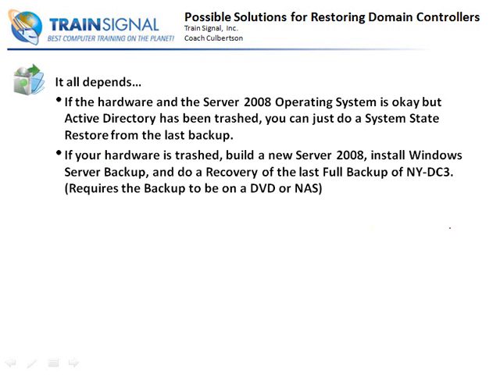Now, if your hardware is trashed, and your backup of the server that just blew up is in a different location. Let's say that you have it on a network attached storage server. Let's say it's on a DVD or whatever. Here's what you can do. You can build a brand new Server 2008, install Windows Server Backup, and then you simply do a recovery of the last full backup of your DC3. Okay? But again, this does require the backup to be on a DVD or on a network attached server somewhere else other than the server that just blew up. And again, this is only if your hardware is just completely trashed.